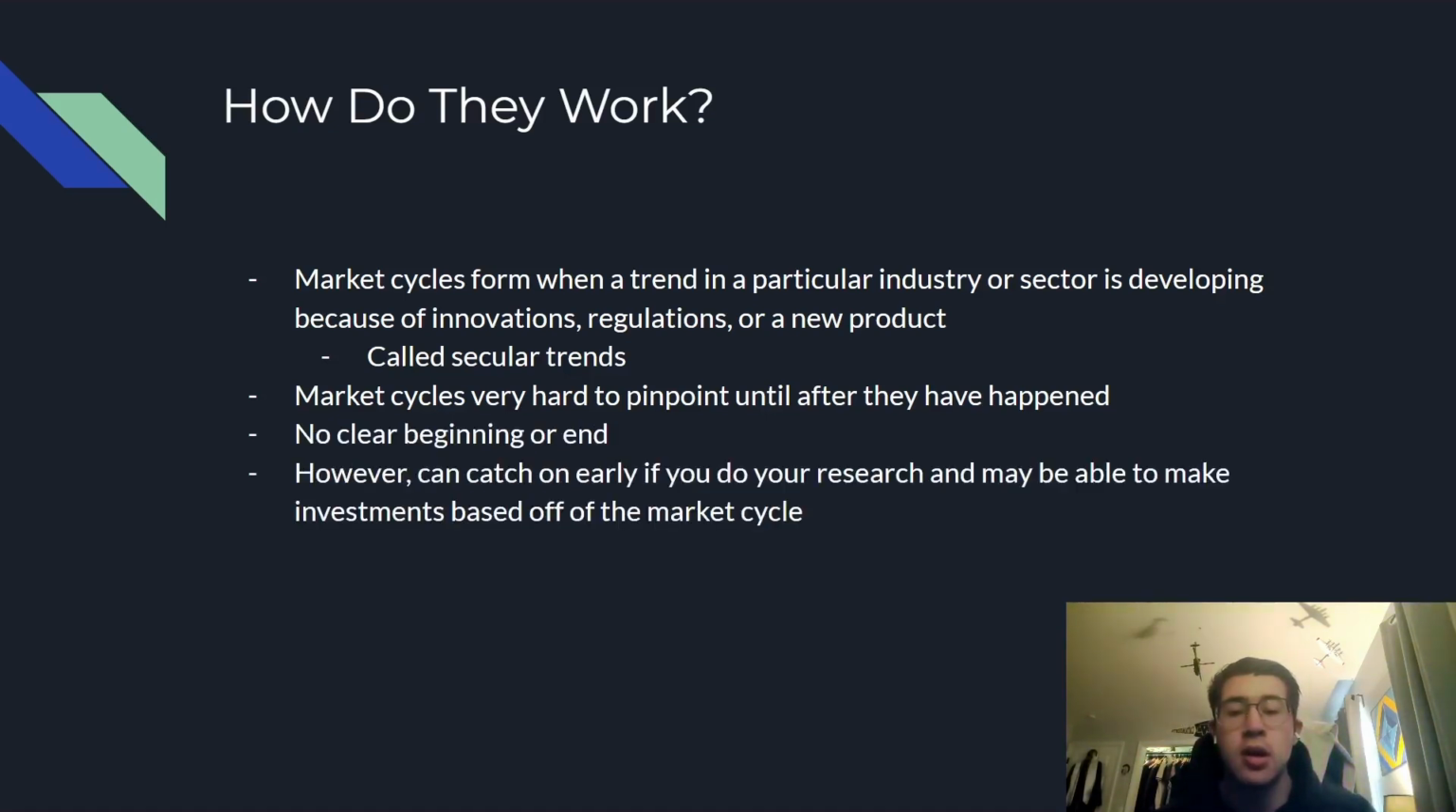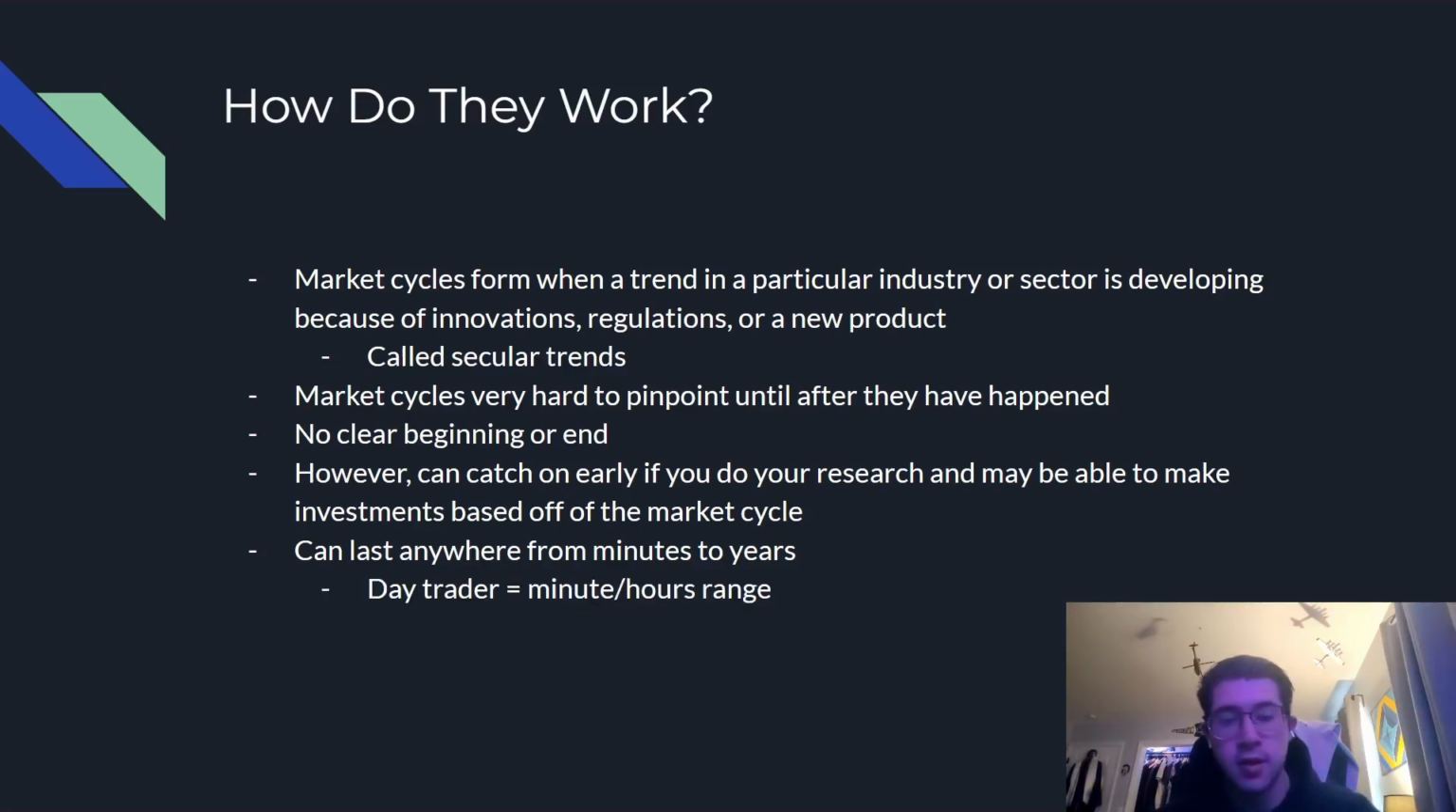However, if you do your research and observe what is happening in the market, you can make your own choices, your own opinions. Obviously, there's no chance of being 100% correct. Nobody knows where the market's going ever. But it is possible to catch on early. You can't say exactly where it starts and exactly where it's going to end, but you can catch on early if you do your research. And based on what you think, you may be able to make investments based off of whatever the market cycle is. And a market cycle can last anywhere from 2 minutes to 20 years.